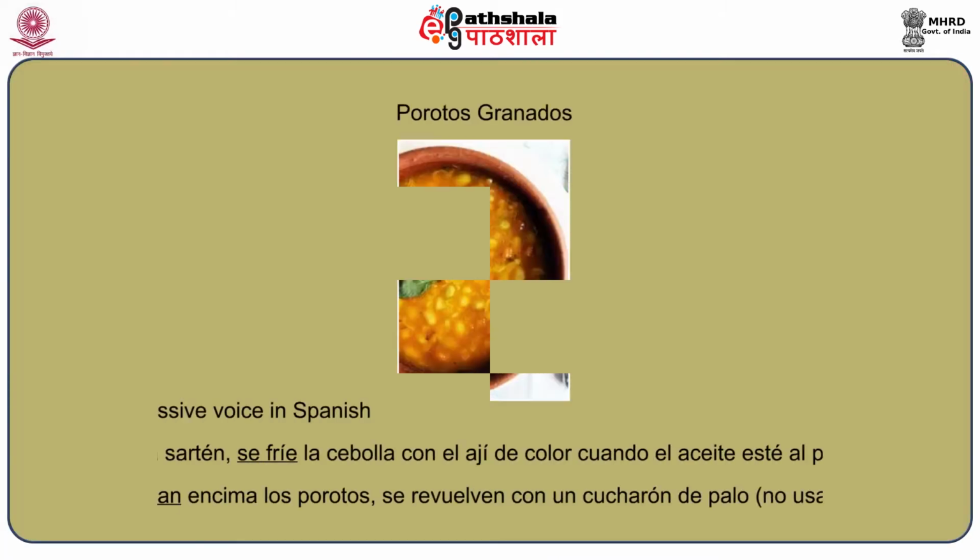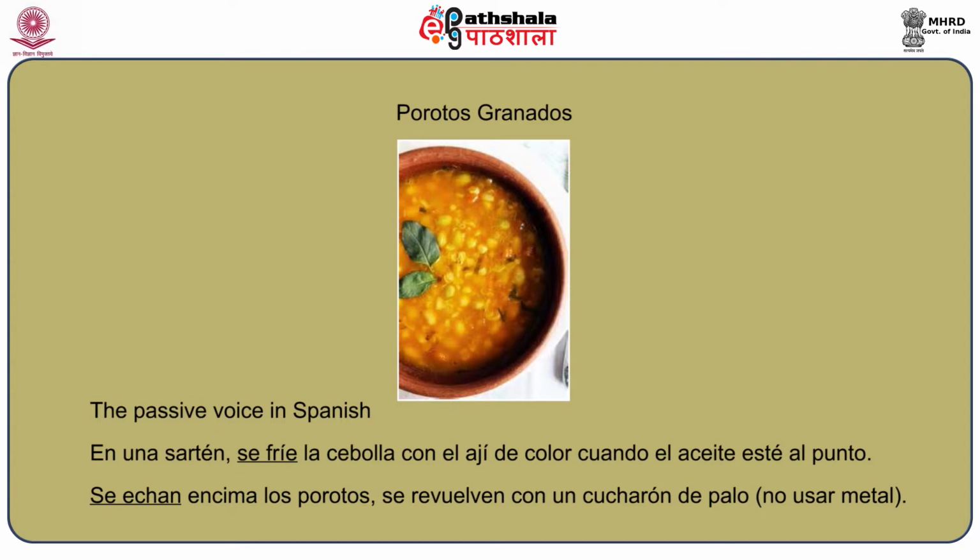Now pay attention to the underlined verbs in the recipe called porotos granados that Ramnik is preparing for David's birthday. What are they? Are these reflexive verbs? That's why they are followed by se? Or is there some other story?